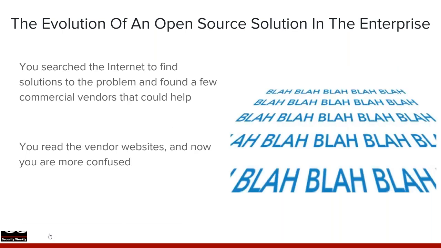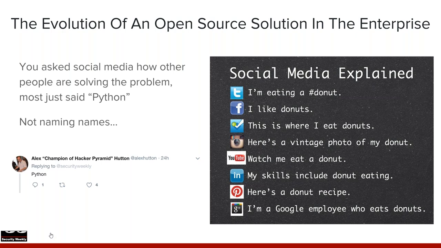So if you go to the next slide, in your search for open source software, you may have found a couple of commercial versions that help. You read the vendor websites, you're really confused, and you're like, I don't have time to implement commercial software, so I'm going to go to open source. And in the next slide, to find the right open source software, you may turn to social media. Now, not the best answer, but the most popular answer you're going to get is, well, to solve your problem, you need to use Python. I'm like, okay, I understand it's a language and it's very powerful, but it's not a full solution. And also asking social media for the best open source project isn't always the right thing to do.